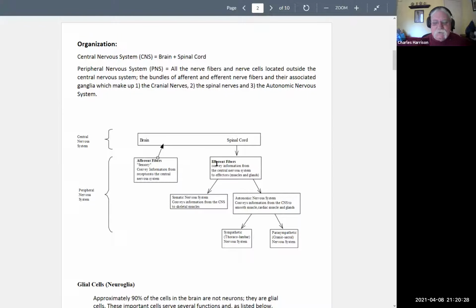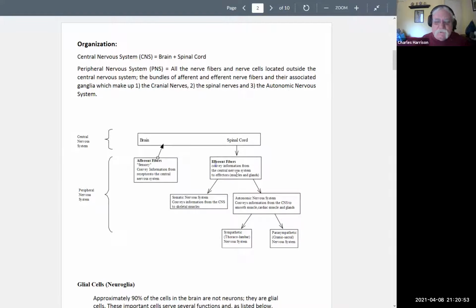The key word here is efferent. And if there's another key word, it would be motor, but it's not in this chart. Okay, coming in, you go directly into the spinal cord and from there to the brain. Okay.